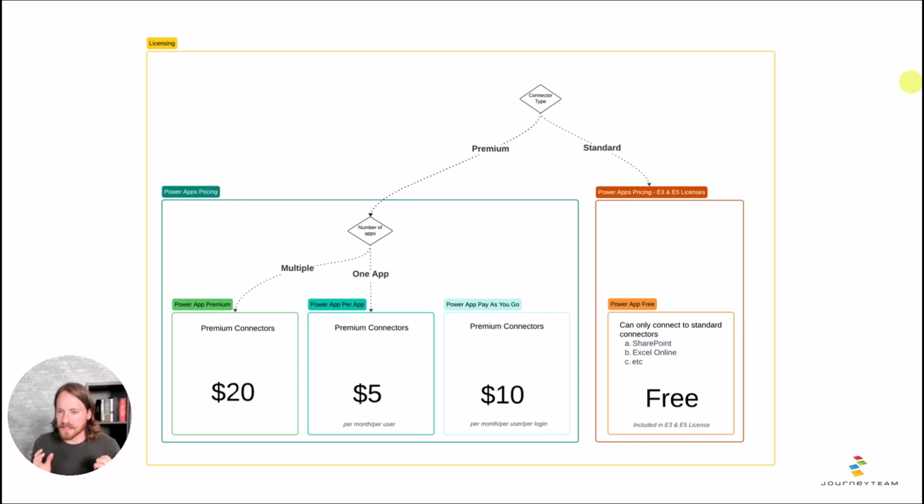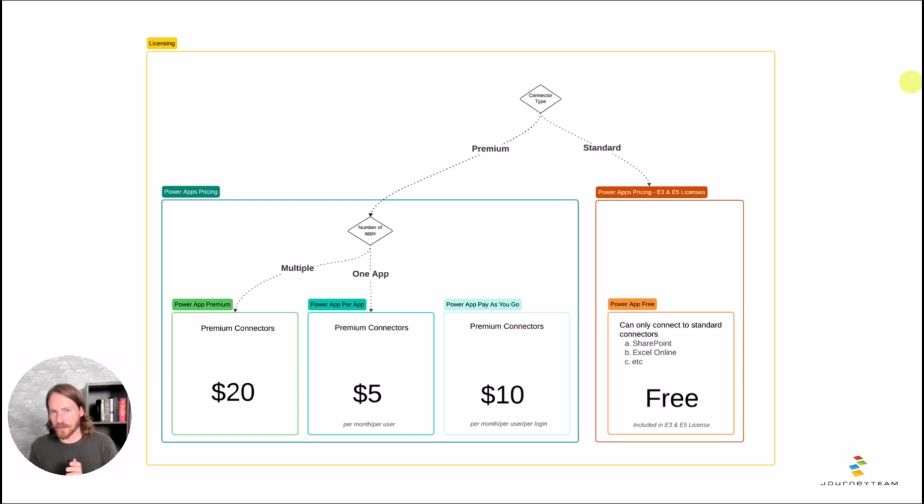With Power Apps licenses, the first question you have to ask yourself is, are the data connectors or data sources that this app or flow is going to connect to premium or standard? Now, if you don't know if it's premium or standard, I like to think of it this way. If it's useful, it's probably premium. If it's not that useful, it's probably standard. Now, there are some caveats there.